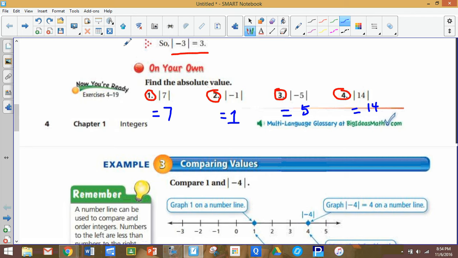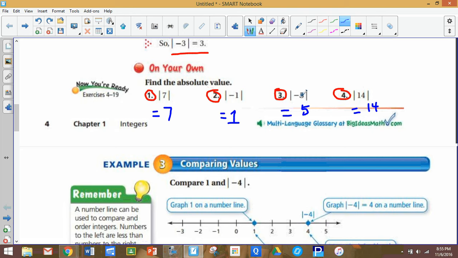Now, when you're talking about absolute values, you should have probably noticed that no matter what the number is inside of your absolute value symbol, it's going to be that number, but it's going to be the positive of it because it's distance. Distance is always positive. It cannot be negative. We've already talked about that.